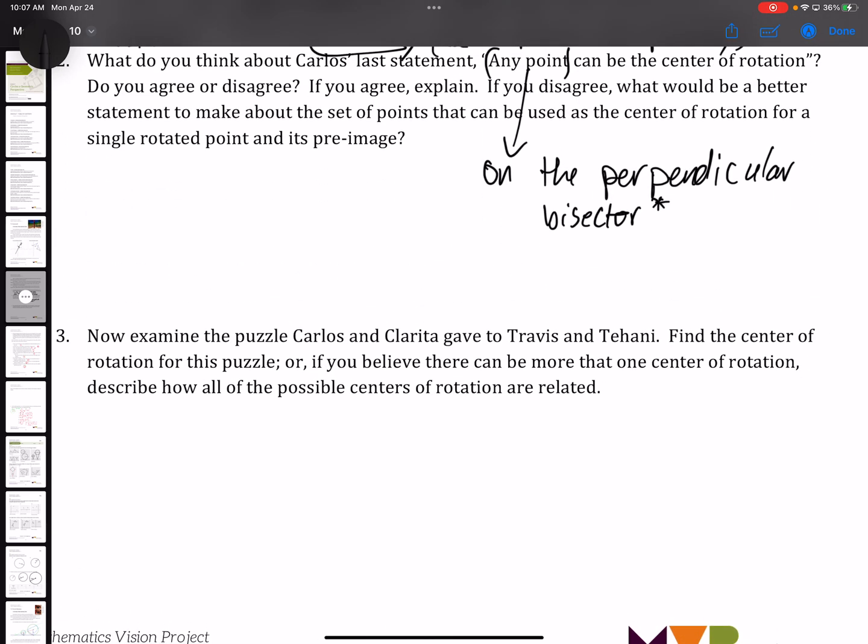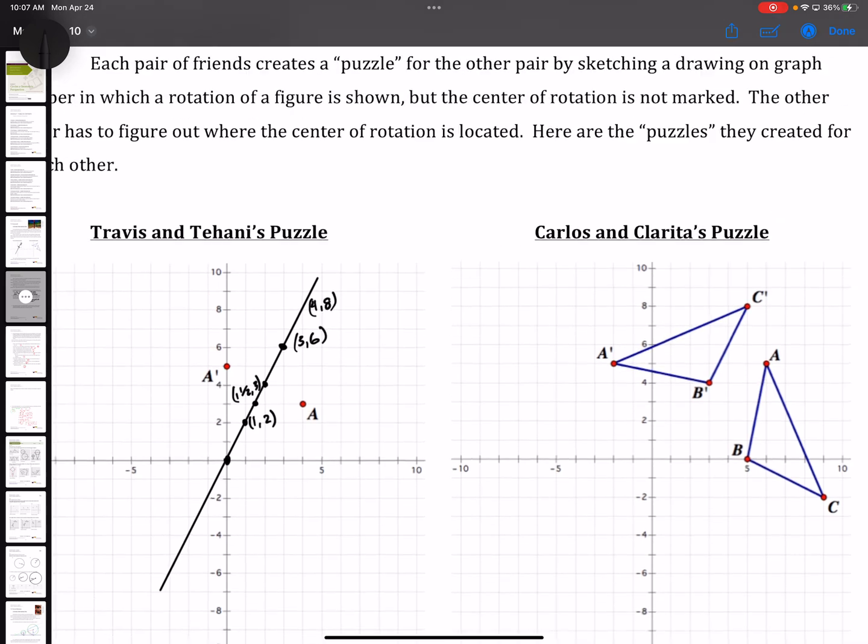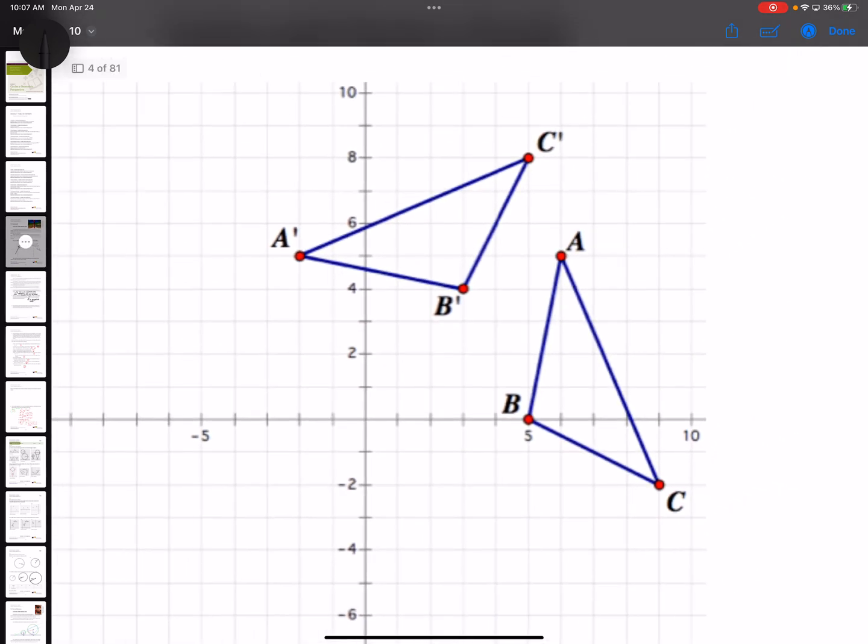All right, now examine the puzzle that Carlos and Clarita gave to Travis and Tahani, T-Rav, and find the center of rotation for this puzzle. Or if there could be more than one, describe how you could find all the centers. So that's this one. Now, I want to guide you and give you a little hint here.